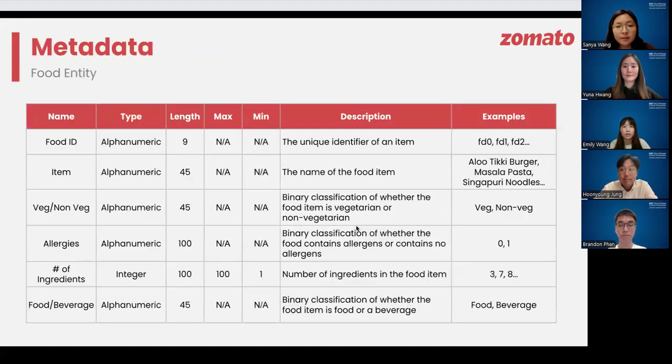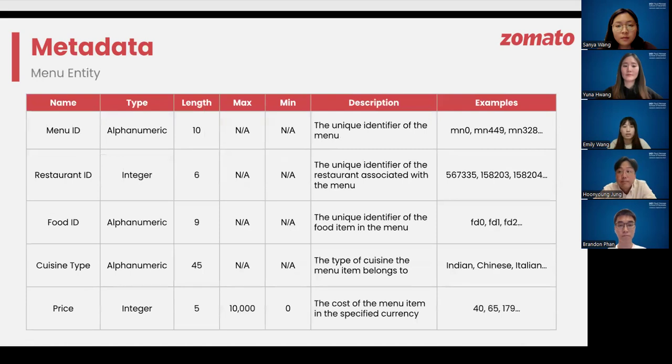Let's dive into the metadata of each entity. Every food item in the system has a unique attribute, a food ID. The food entity also includes name, classification of vegetarian or non-vegetarian, allergy information, and the number of ingredients in the food or beverage. Next, let's move to the menu entity. It contains a unique menu ID, restaurant ID, and food ID. It also includes the cuisine type, like Indian, Chinese, or Italian, and the prices.